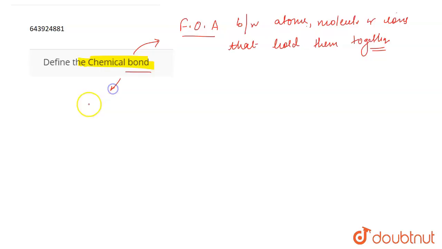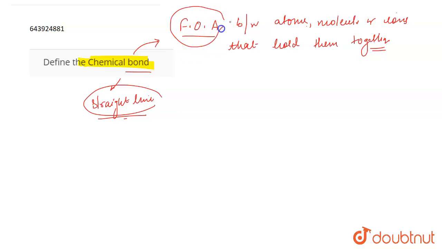A chemical bond is represented by a straight line, right? It is represented by a straight line, not a single line. In reality, no such line exists. In reality, there are forces of attraction between these atoms and molecules that keep them together, that hold them together, right? In reality, a force exists between them. So to represent that force, it is represented by a single line, right?